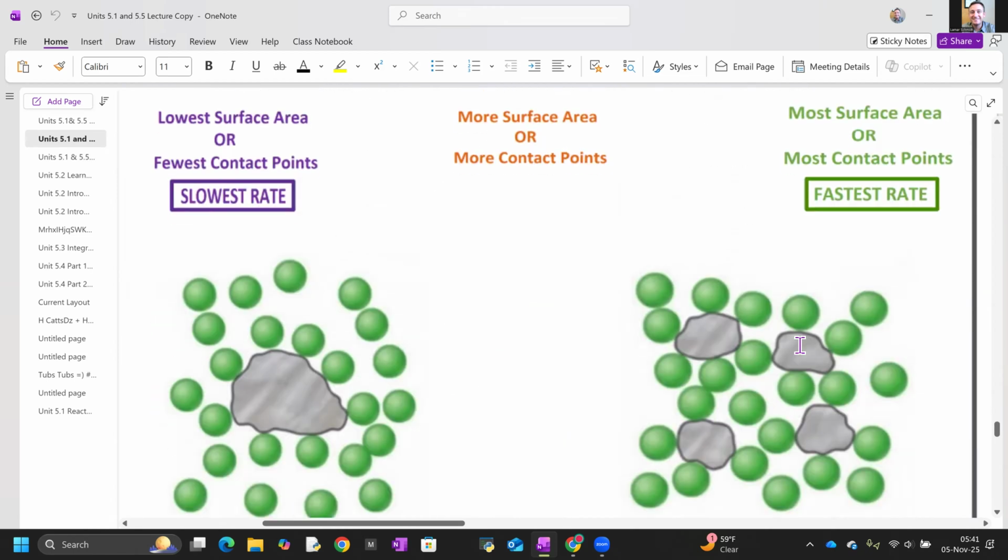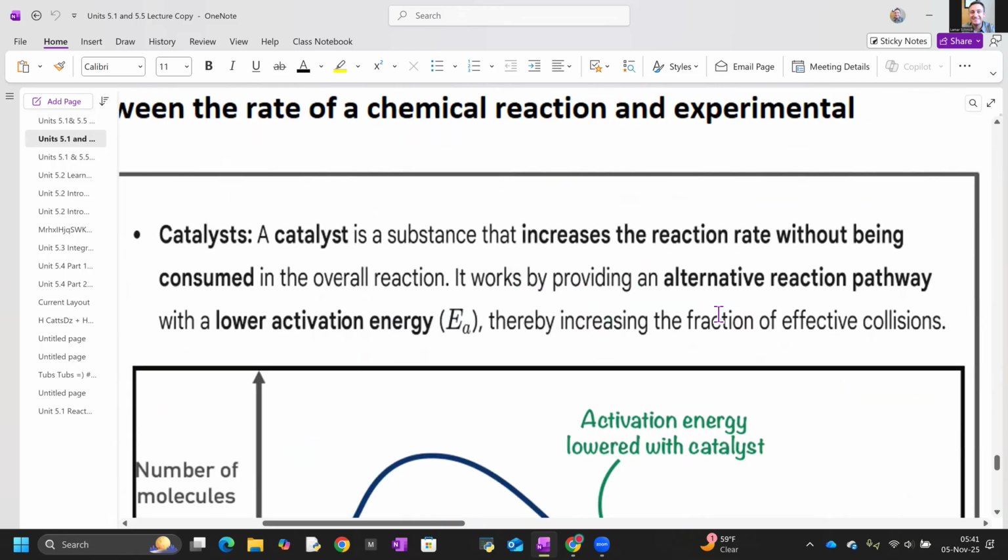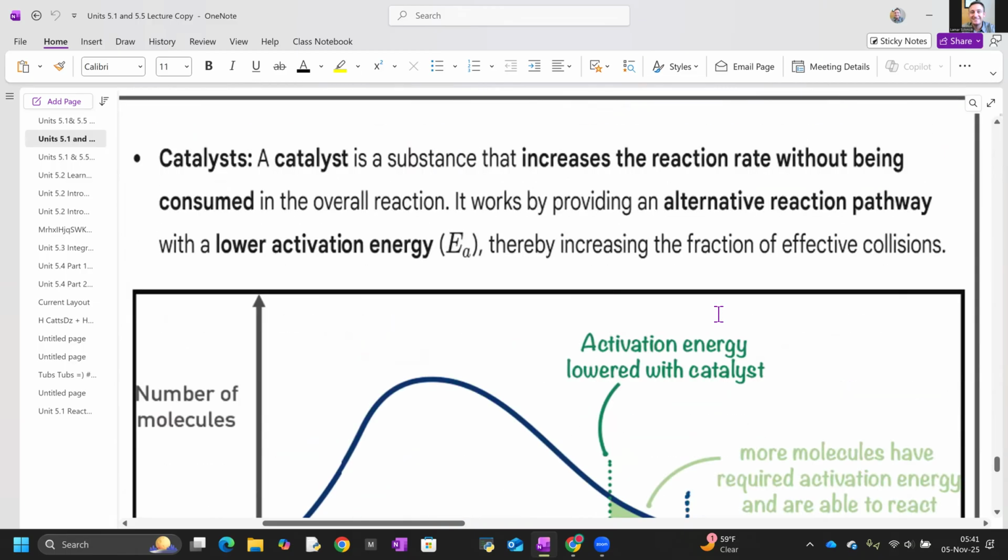And then the last thing that we have to go over is going to be catalysts. In catalysts, we're going to bring this up again within this unit, but we want to understand how they affect the rate of a reaction. A catalyst is a substance that increases the reaction rate without being consumed in the overall reaction. It works by providing an alternative reaction pathway with a lower activation energy, thereby increasing the fraction of effective collisions.